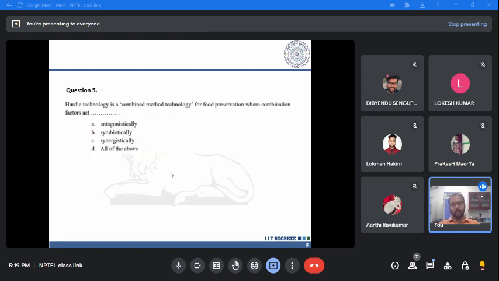Hurdle technology is a combined method technology for food preservation where the combination of factors act antagonistically, symbiotically, synergistically, or all of the above. So this is a very, very simple question. You all can answer this question. So please write your answer in the comment box.